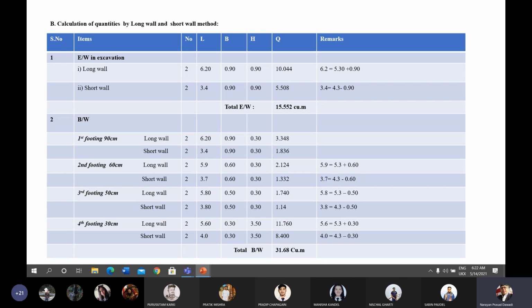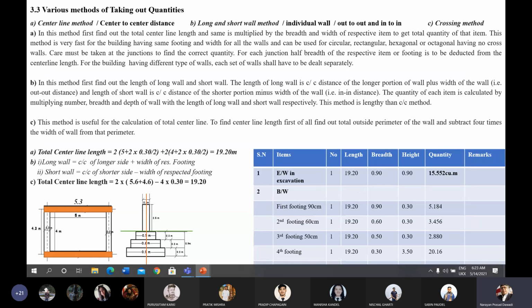But in case of earthwork excavation in foundation, for the center line method, we have calculated in one line. We have calculated the quantity of earthwork in a single line, because we calculated total center line length at a time for both long wall and short wall side. That's why the length is taken as 19.20 here in the center line method.